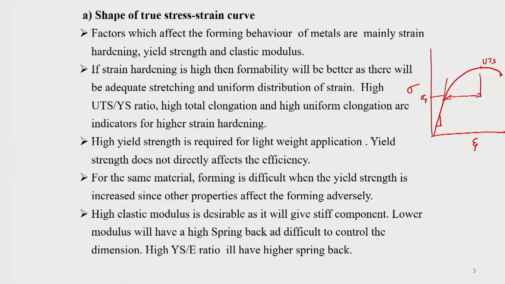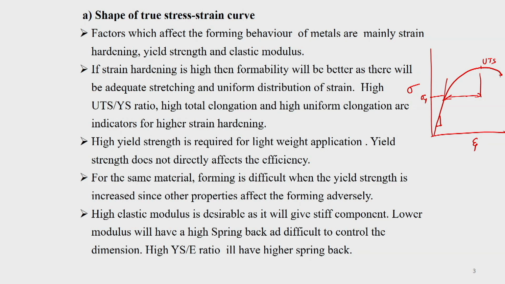So, this gives an idea, and if the strain hardening is high, the formability generally is found to be better. Why? If the strain hardening is high, there will be adequate stretching and uniform distribution of the strain. So, you will find that the thinning effect will get reduced with the material having higher work hardening rate. Of course, your stress increase will be very high, as plastic deformation keeps on increasing, but material with a higher work hardening rate will give you more elongation also, mainly because the thinning effect is reduced.